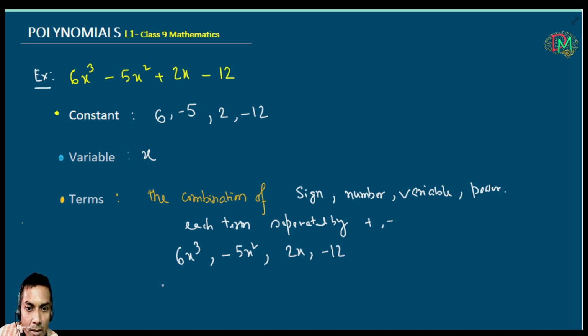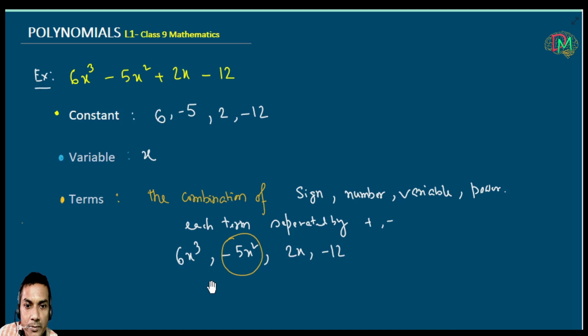Okay, and so look at this example: -5x square. This is the sign. This is the constant part. x is the variable, and this is the power. These four things combined together make a term.